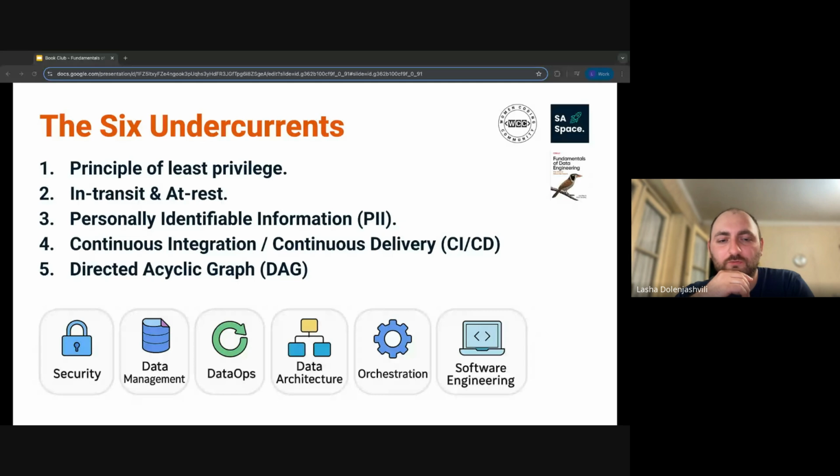We also have an undercurrent called orchestration. This is the coordination of all our data jobs. A common misconception here is that an orchestrator like Airflow or Dagster, for example, is just a scheduler like cron. It's not. Cron is only aware of time, so you can only schedule your job at specific times. But an orchestration engine is aware of different dependencies.